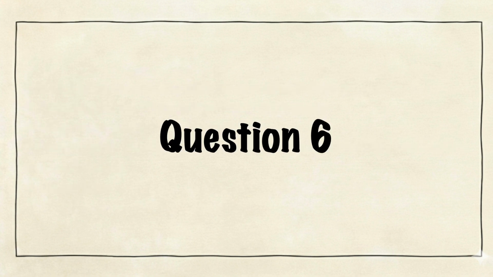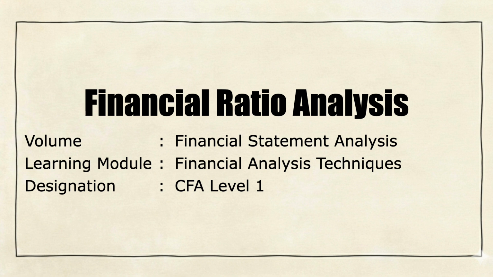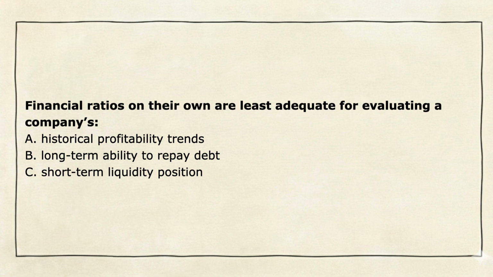Question 6. Financial ratio analysis. Financial ratios on their own are least adequate for evaluating a company's: A. Historical profitability trends, B. Long-term ability to repay debt, C. Short-term liquidity position.